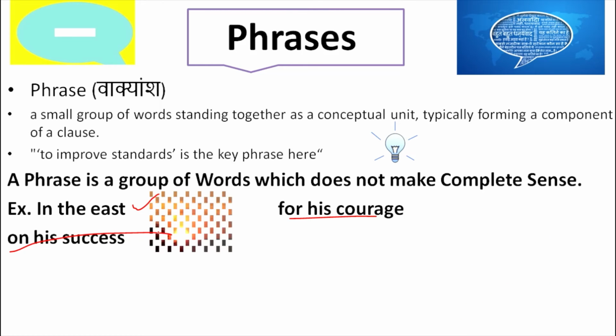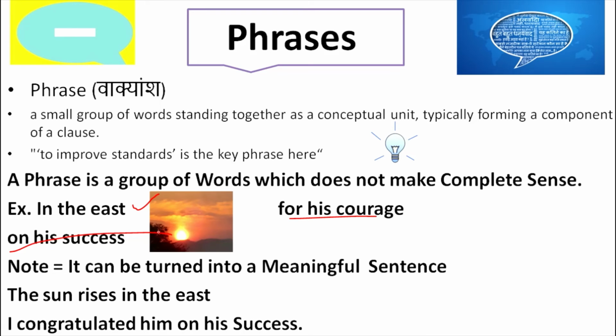Now let's understand phrases like in the east. But note here, phrases can be turned into a meaningful sentence. For example, here it was written in the east, but if we want to make a complete and meaningful sentence, we just need to write: the sun rises in the east. Here the phrase was in the east, but we add the sun, so it makes complete sense. So it can be turned into a meaningful sentence. I congratulated him on his success.